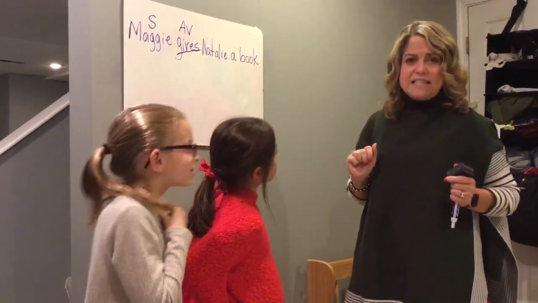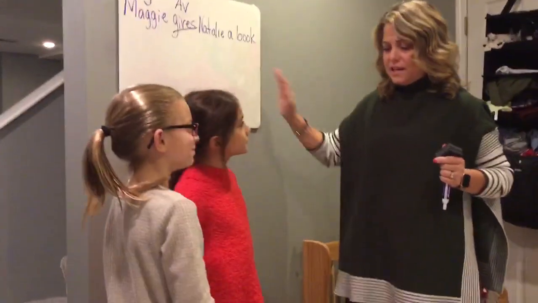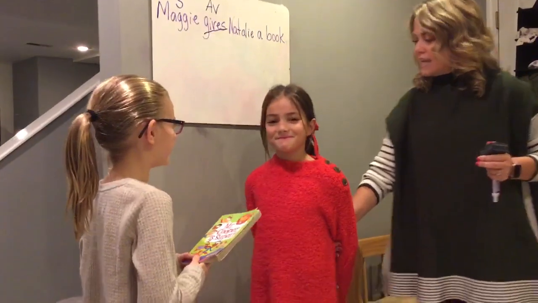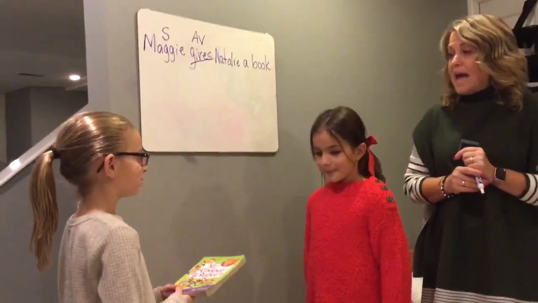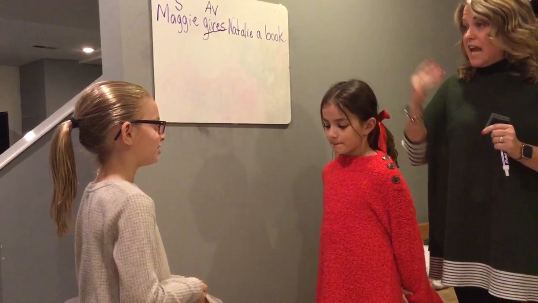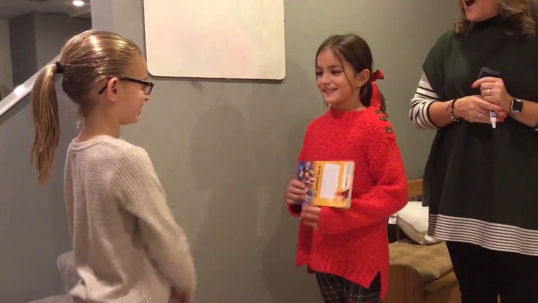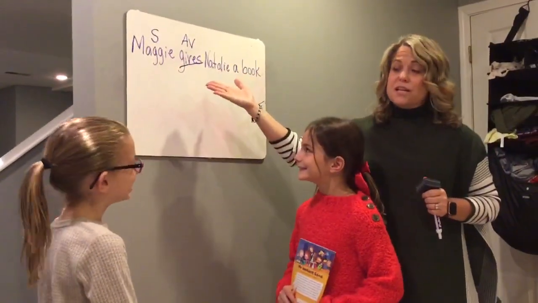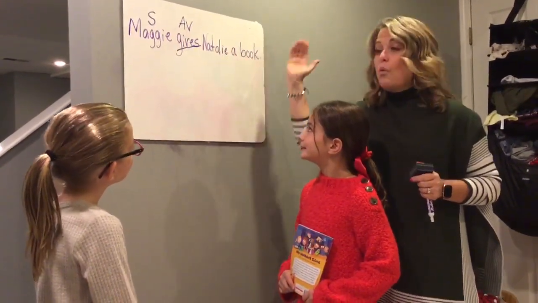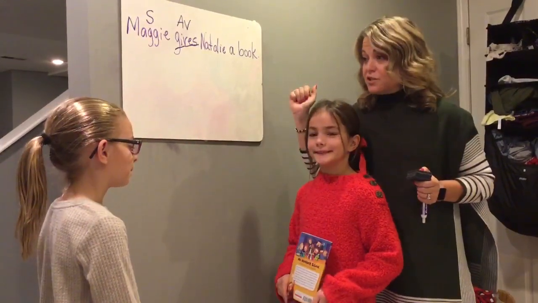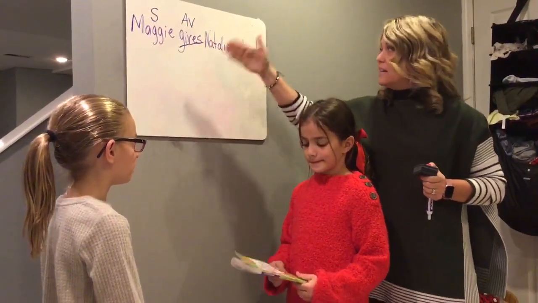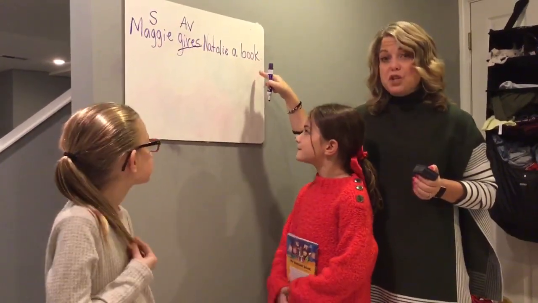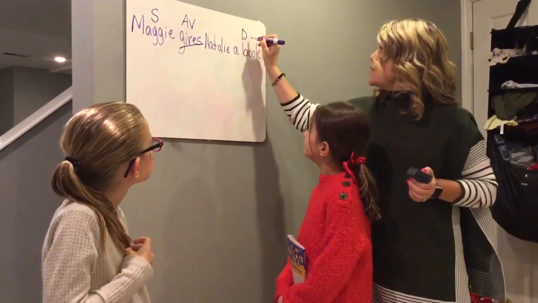So next thing we need to do is look at the rest of the sentence. Okay, we're going to act this out for you before we label anything else. So Maggie, you hold on to this book. And Natalie, you just step right over here. Okay, Maggie, can you give Natalie a book? Yes. Okay, so now we're going to ask ourselves this question. Maggie gives what? And what is the answer to that question, Maggie? A book. So book answers the question what, and that is our direct object.